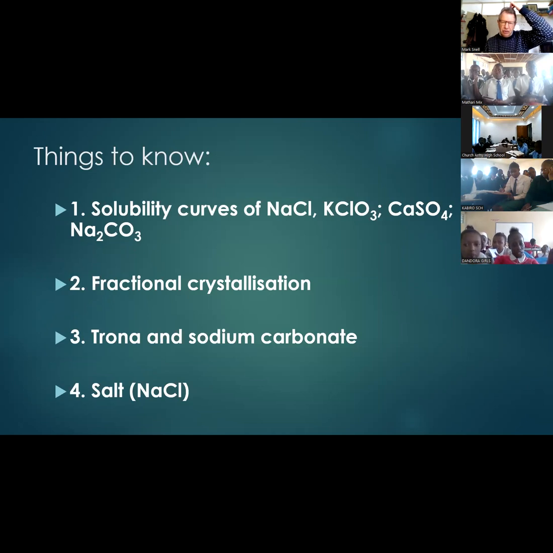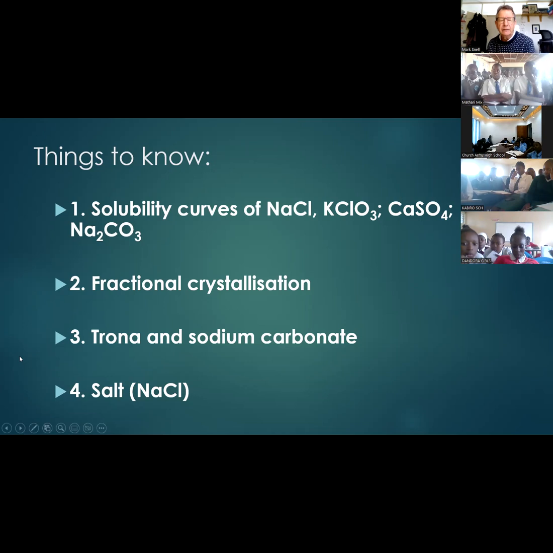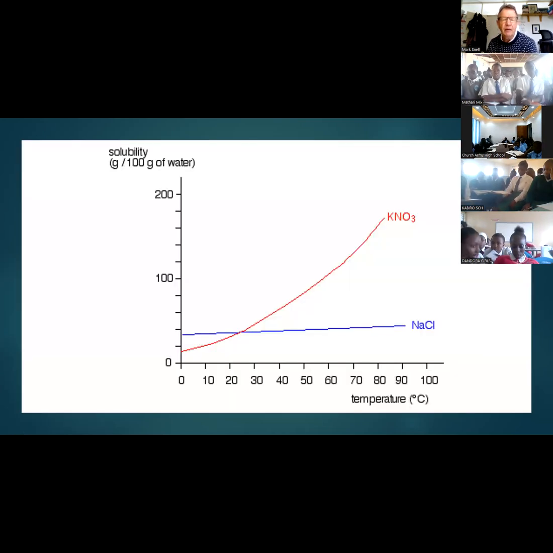So there are some other things which you need to know about in this part of the specification, this part of the syllabus. The first thing is you need to know about the solubility curves of NaCl, KClO3, CaSO4 and Na2CO3. You do not have to remember them, you just have to understand some bits about it. Then you have to know about fractional crystallization, then about trona and sodium carbonate and salt, and then we will basically be stopped. Okay, so what I'm going to do is show you the graphs so you can see how they vary.